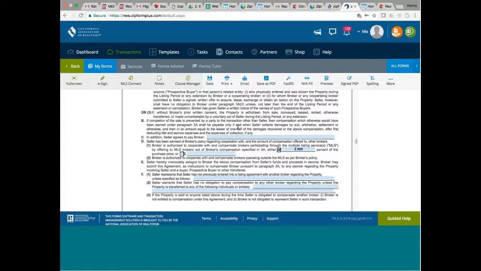On C, in addition, seller agrees to pay broker. Now, if there's any other payment other than just the commission, it should be filled out here. D1 basically says the broker is authorized to cooperate with and compensate other brokers through the MLS. And then the split is whatever they stated here of the purchase price. So in this case, when I put it on the MLS, it will be 2.5%.